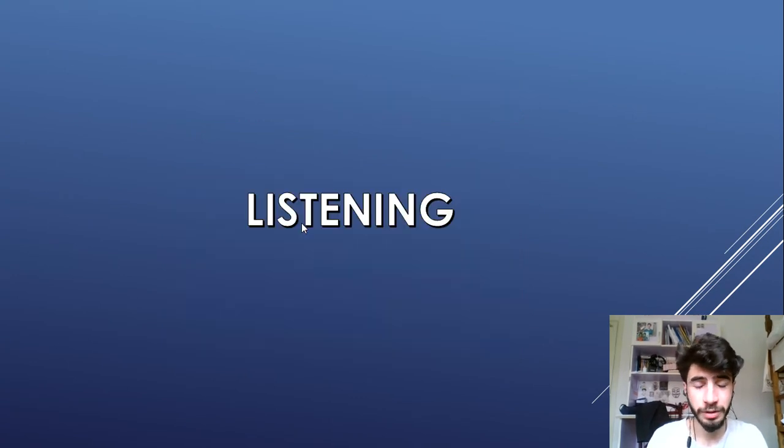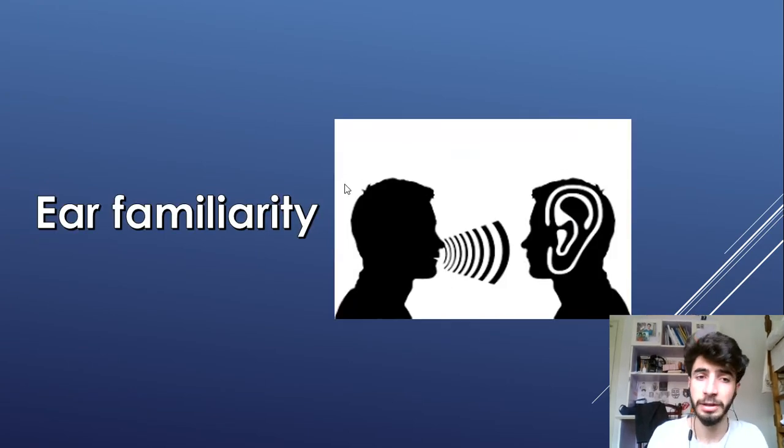Finally, the last topic is listening. Sometimes we may not be able to understand what someone says when speaking English, but when we write the same things on paper, we can understand. The reason for this is ear familiarity. Our ears are not familiar with English. So what can we do? As you guess, we have to listen to something.